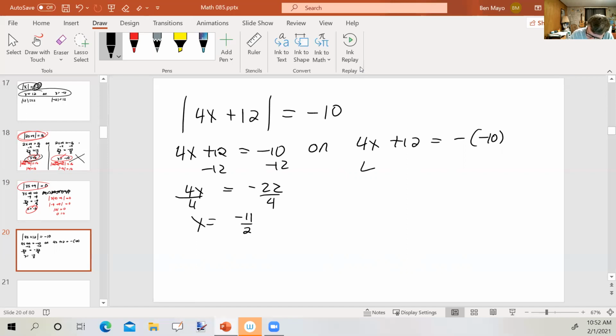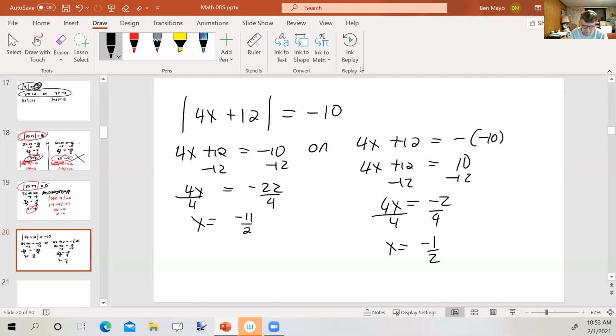Over here, 4x plus 12 equals the opposite of -10, which would be +10. We'll subtract 12 from both sides. 4x equals -2. Divide by 4, x equals -1/2. All right, so now I'm going to check both of those answers.